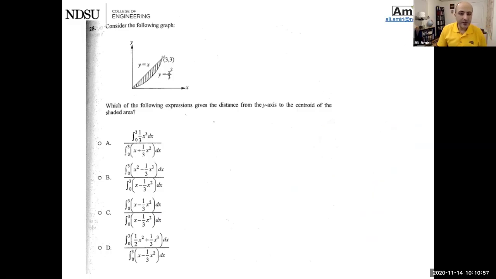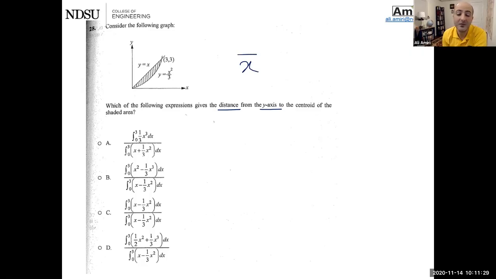Let's do fun stuff. Integration. Okay. Consider the following graph. Which of the following expressions gives the distance from the y-axis to the centroid of the shaded area? Okay. We're talking about centroid. When it comes to centroid, remember this. The distance from the y-axis is x bar.